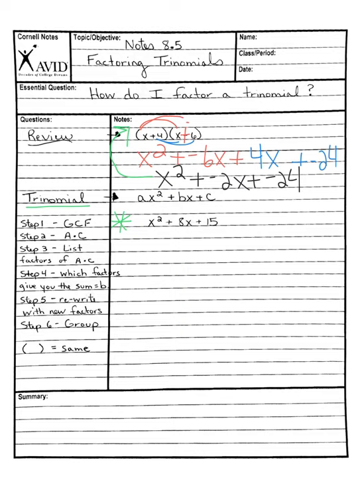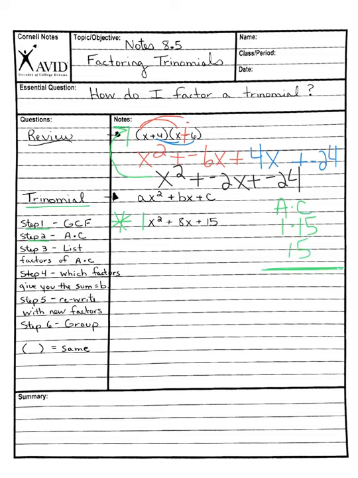Looking at example 1 here, we're going to go through each of the steps. We're always going to ask ourselves first, do I have a greatest common factor? And I don't in this one. Nothing can be divided out. Let's go to step 2. Step 2 says we're going to take a times c. Well, in this example, a is really the number 1. So a times c, 1 times 15. A is 1, 15 is c. We know we get the number 15 there.